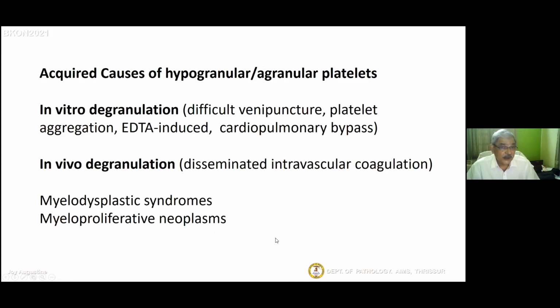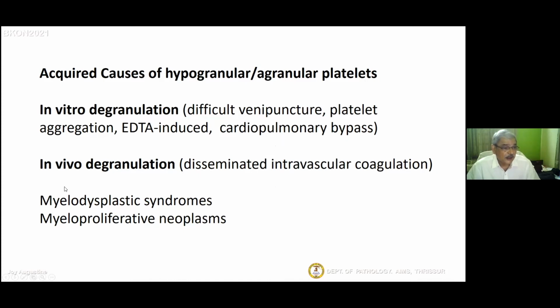Now, there are some acquired reasons why the platelets can be agranular or hypogranular. In vitro degranulation, a difficult venipuncture. Now, when there's a difficult venipuncture, what happens? Platelets tend to aggregate, and you find that the platelets get activated. And when the platelets get activated, the central dark area which contains the granules degranulates. And this is one of the reasons why in a difficult venipuncture, you get pale platelets or agranular platelets.